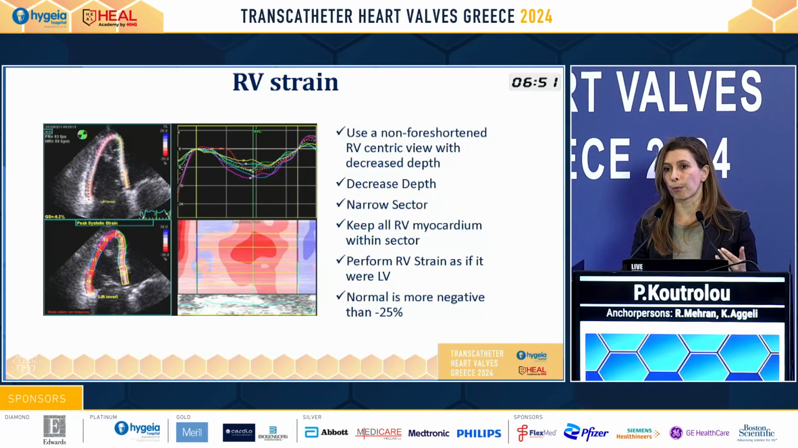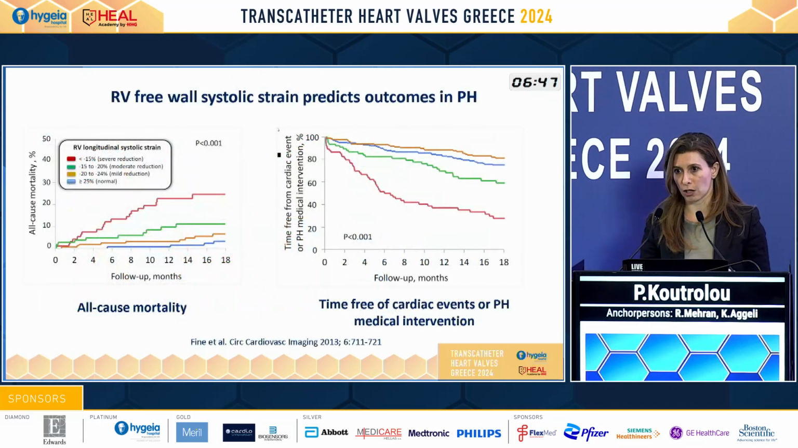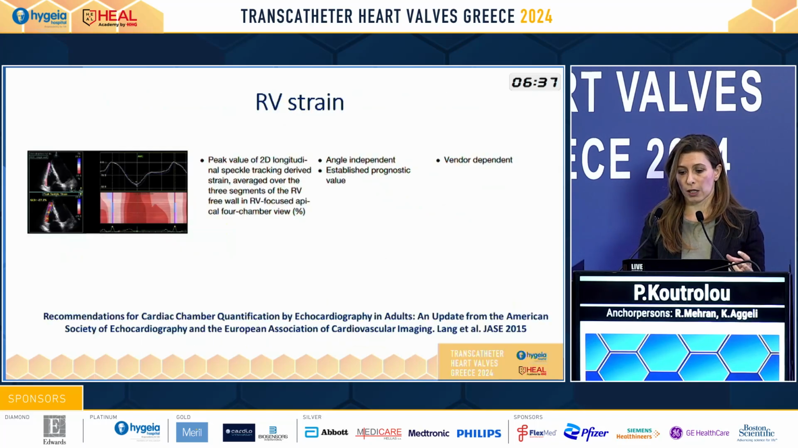And when it is more than minus 25%, then we say that the strain of the patient is normal. For the RV strain, there are a few data from a few years ago, but also more recent studies that, again, link the RV strain with outcomes of the patient. It is very important that now we are independent of the angle, and of course, it is vendor dependent.